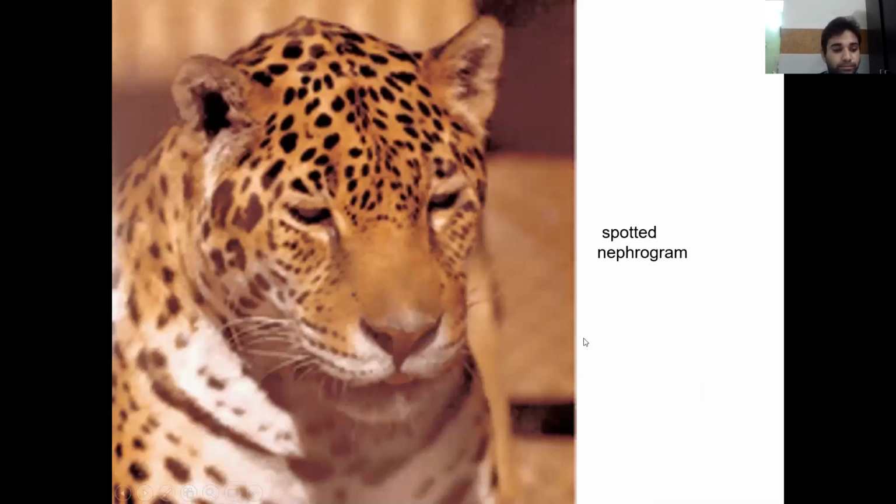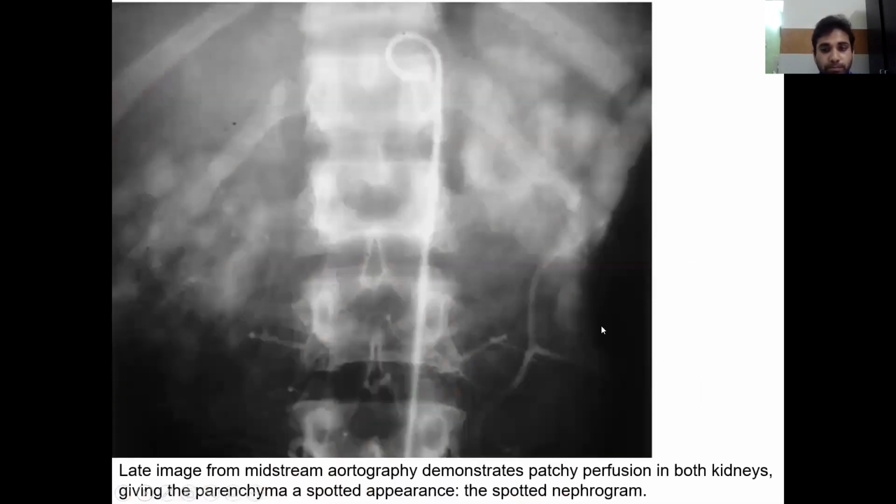Next is spotted nephrogram. A late image from midstream aortography demonstrated patchy perfusion in both kidneys, giving the parenchyma a spotted appearance. This is a spotted nephrogram.